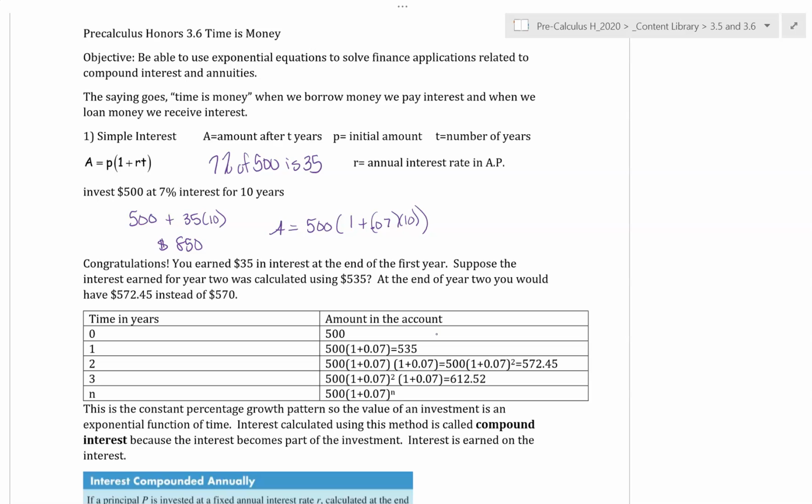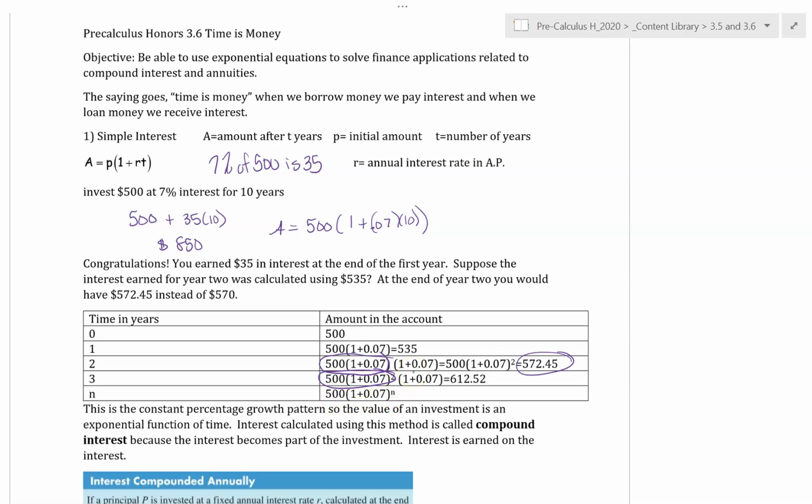Now, what if we calculated the interest in this way? So now we're using the 535 and we're going to multiply by 1.07. So you have, notice, $572.45. Then for year 3, we use the $572.45 and then calculate your interest. So you get to keep the 572.45, but you get 7% of that for interest. So this pattern, notice we would have 500 times 1.07 to the n.